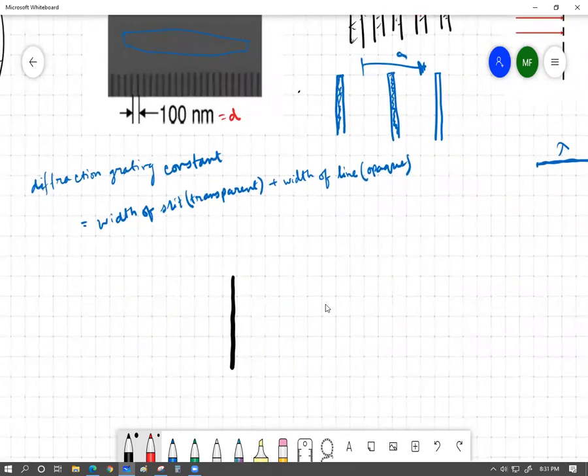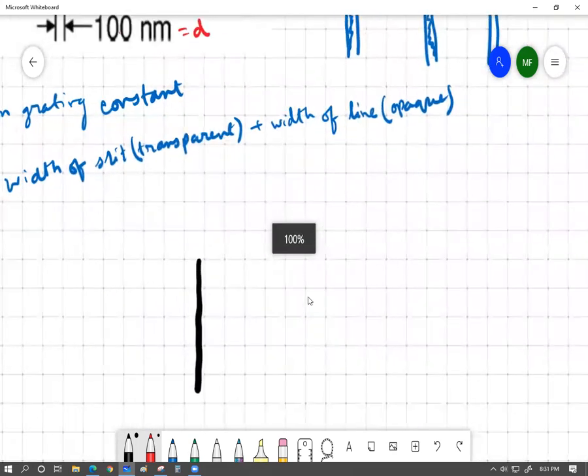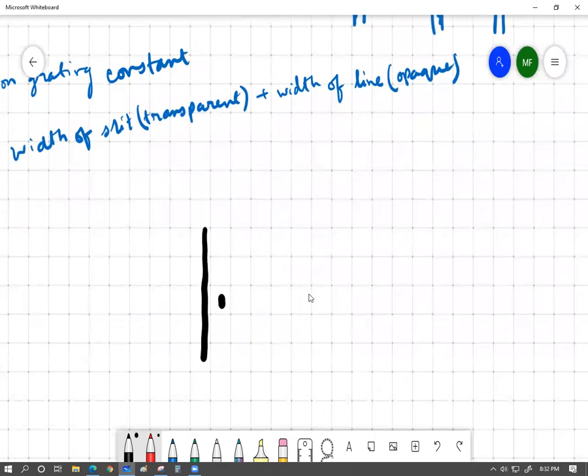So I have chosen a bit thick line over here. The lines, the scratches, are opaque, meaning they are working as barriers.